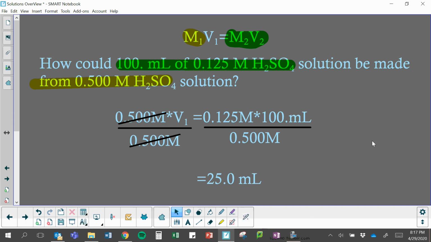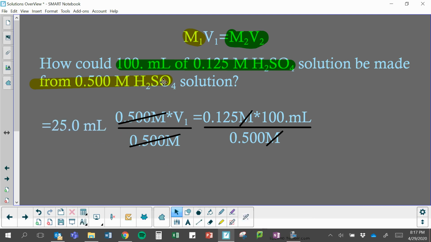That's one thing I really want you guys to take away from doing calculations in chemistry: units are your friend. If you ever forget even the equation that you're supposed to be using, as long as you are keeping track of your units and canceling your units, it will tell you what unit you're supposed to have at the end, which is very, very helpful. So our molar units canceled and we're left with milliliters.